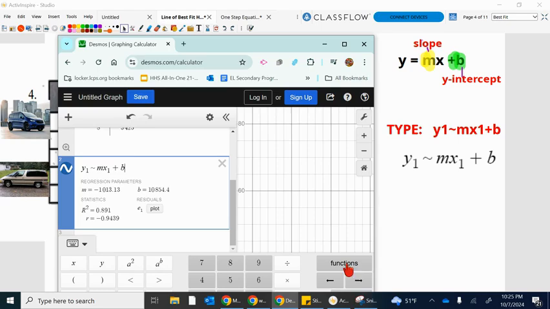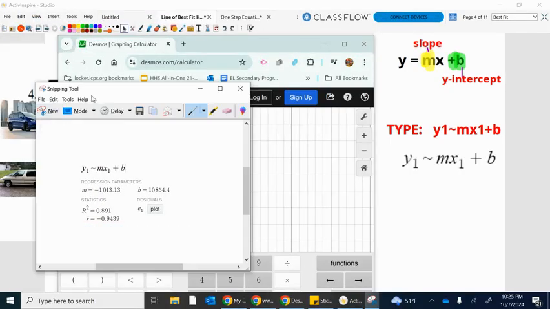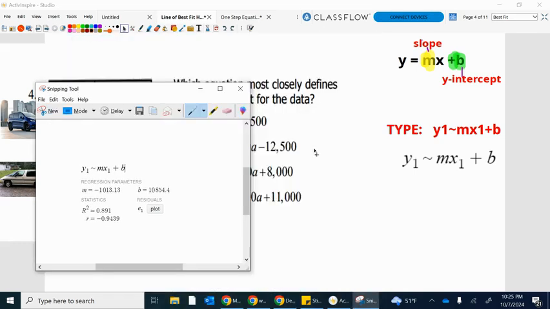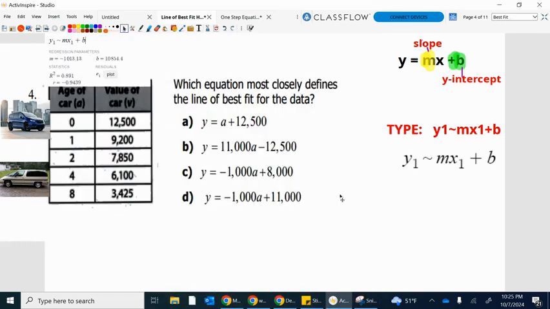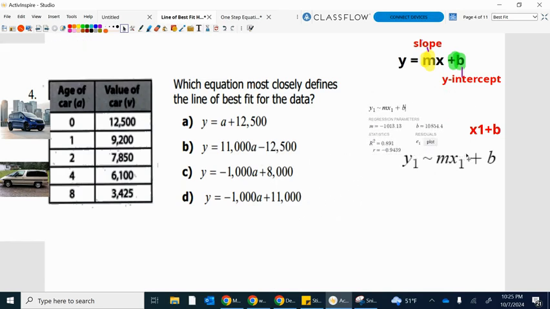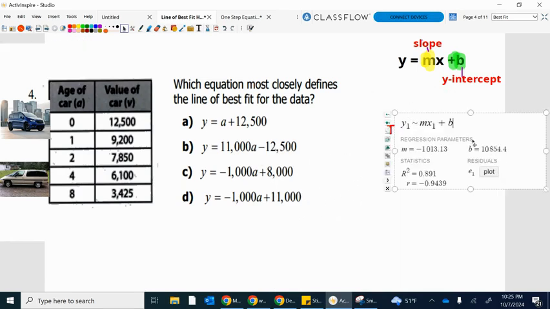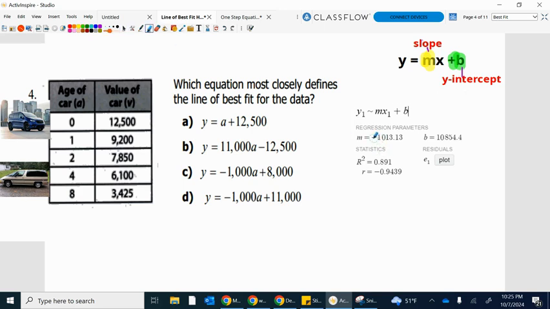And you can see here, and I'm going to go ahead and just screenshot it. There we go. So now we are going to look at our slope, our m, and sorry, I keep using the wrong color. This is our m, and this is our b, our y-intercept. So we're looking for which of these is closest to what we have here.